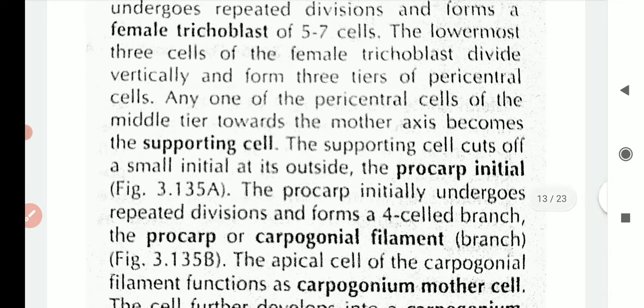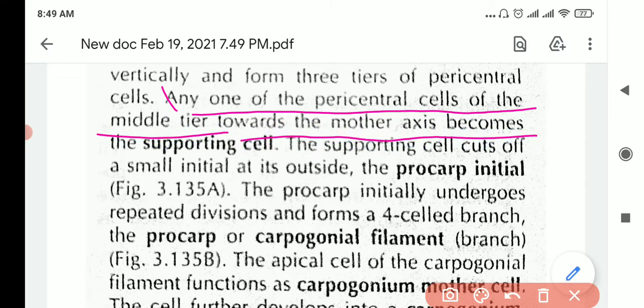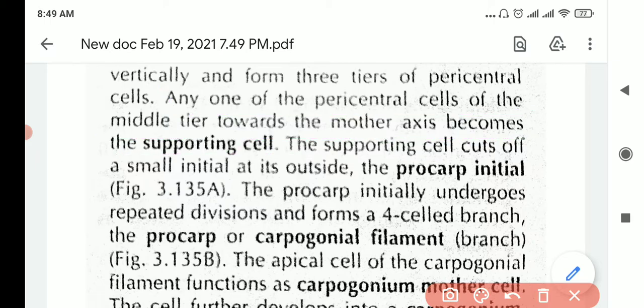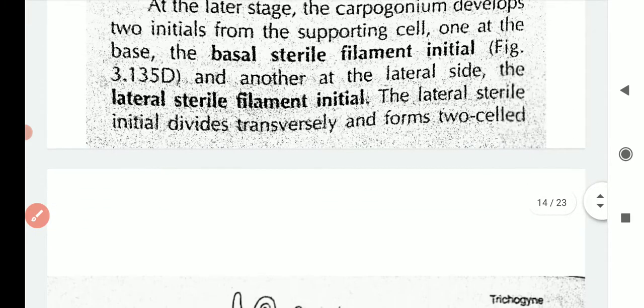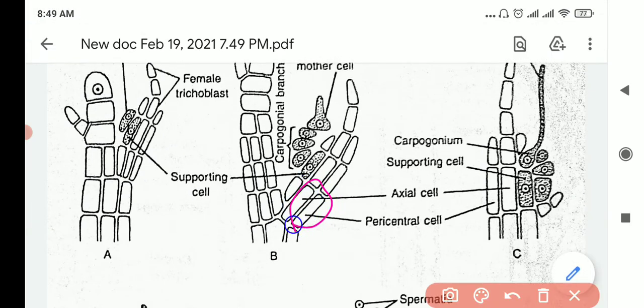Okay, so one of those pericentral cells of the middle tier towards the mother axis will become the supporting cell. Let me show you in the image. One of these pericentral cells, any of these pericentral cells, will become this supporting cell. Okay, one of those.